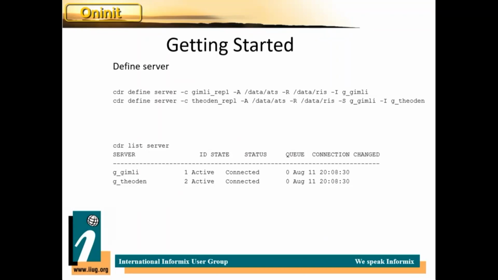There's a lot of options on the CDR define server line. We will touch on some of them in a while, but the two I think you will always want to connect are the A and the R directories. We have an ATS directory, which stands for Aborted Transaction Spool, and we have an RIS directory, which is Row Information Spooling, or information spooling, I think.